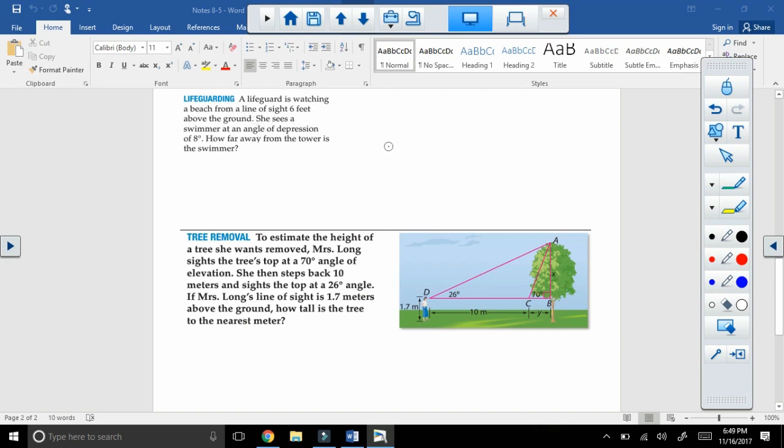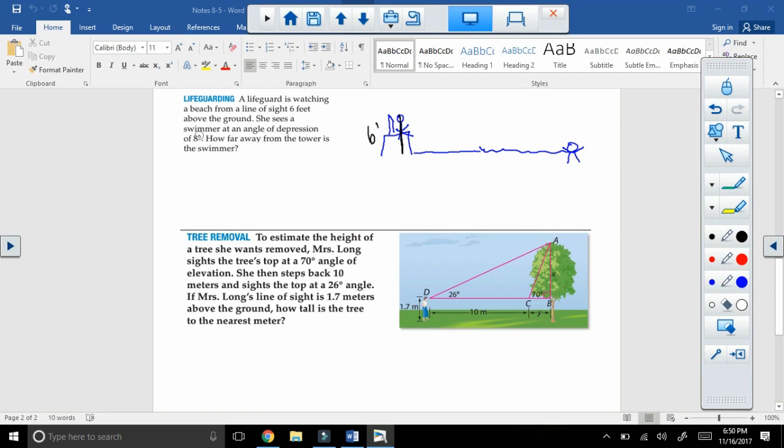And then for this next one, it's talking about a lifeguard watching a beach and the line of sight being 6 feet above the ground. So maybe the lifeguard's sitting on one of those fancy lifeguard chairs, and they see somebody out in the water, this person struggling. And it says here that their eyeball is 6 feet above the ground.